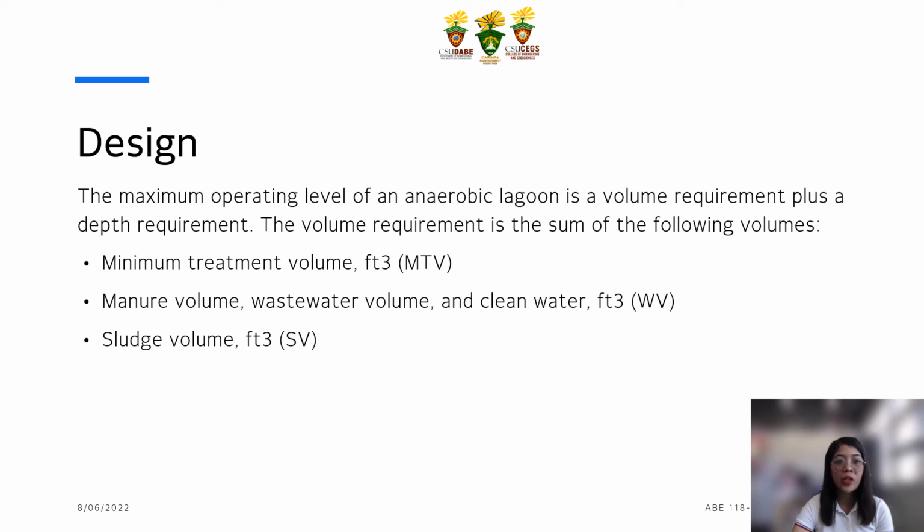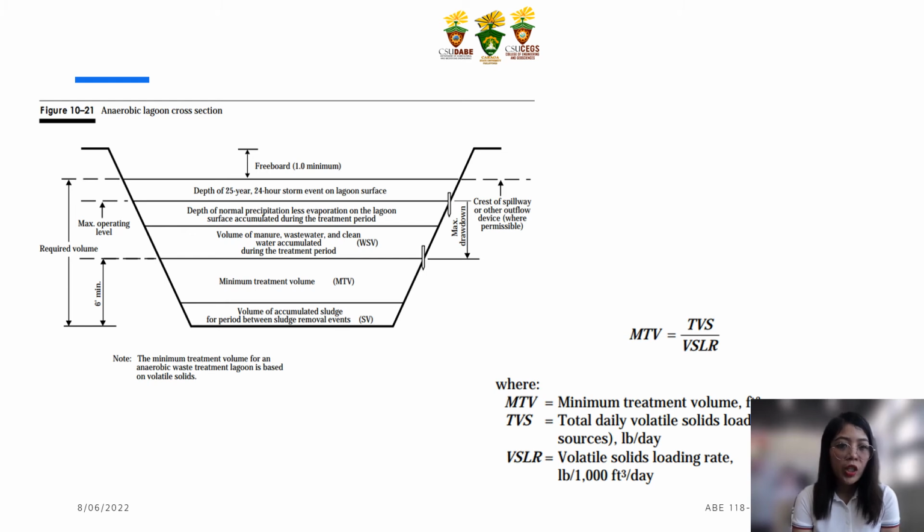Polluted runoff from a watershed must not be included in the lagoon unless a defensible estimate of the volume or the volatile solids can be made. So runoff from a watershed such as a feedlot is not included in the lagoon because loading would only result during storm events, and because the magnitude of the loading would be difficult, if not impossible, to estimate. The combination of these volumes and depth is illustrated in figure 10-21.